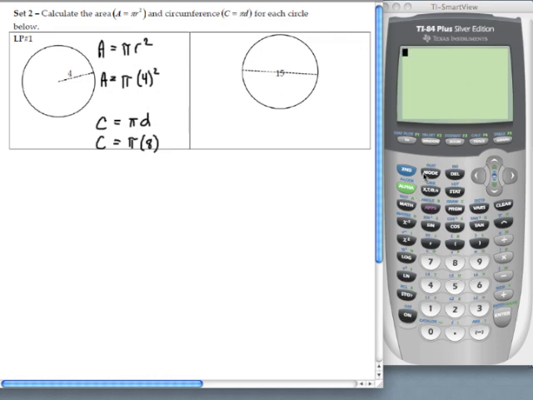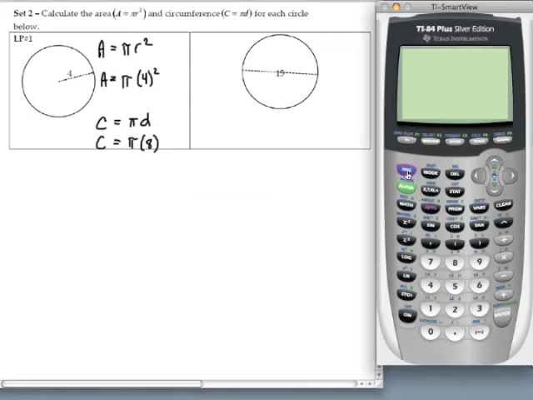So let's do area first. Let's type in second pi, or second caret button, which brings up pi, and then put in our parentheses 4. And then let's use our x squared button. So it's pi 4 squared, like we have right here. Hit enter. And this is the approximation for the area of this circle.